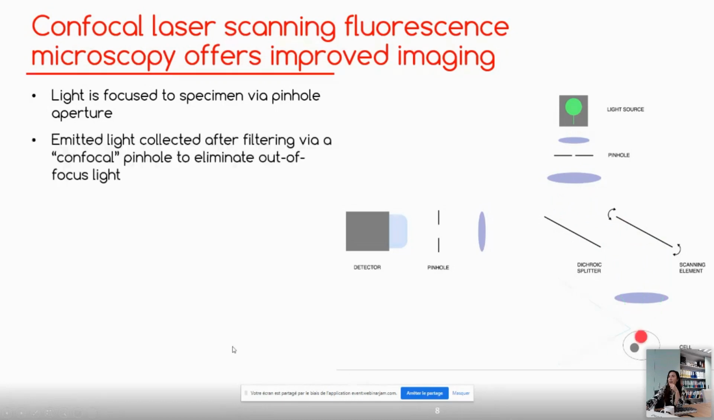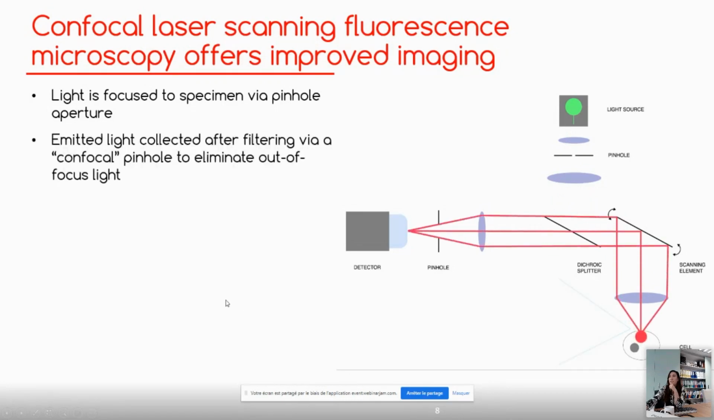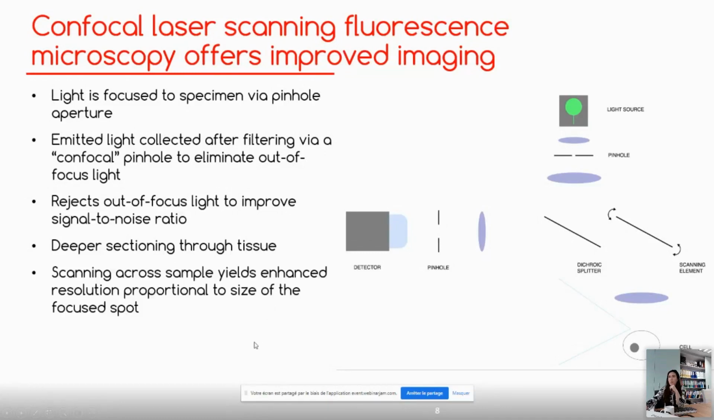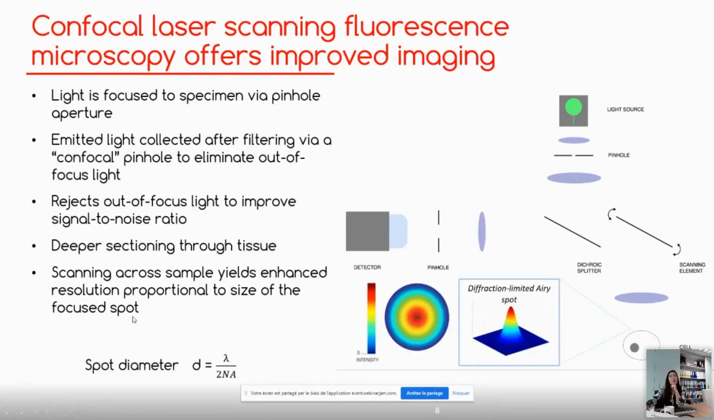Then what we get back is emitted light, again, a longer wavelength, a different color, and we're going to pass that through a second pinhole that's aligned in such a way that they are confocal. And that's going to help us greatly reduce the out of focus light to improve our SNR. It also is going to enable deeper sectioning through tissues, so we can actually take pictures several microns deep within the sample. But importantly, we do have a diffraction limited challenge here.